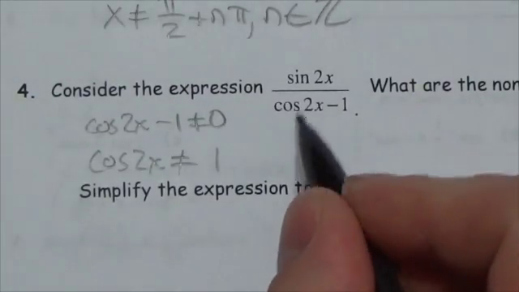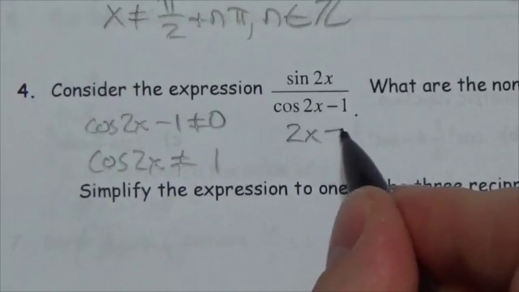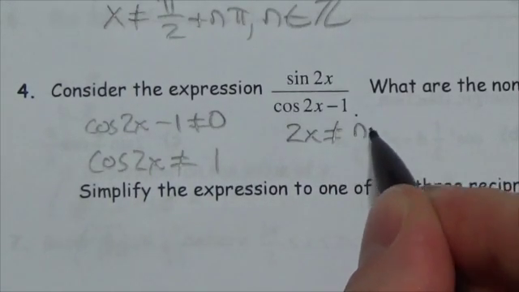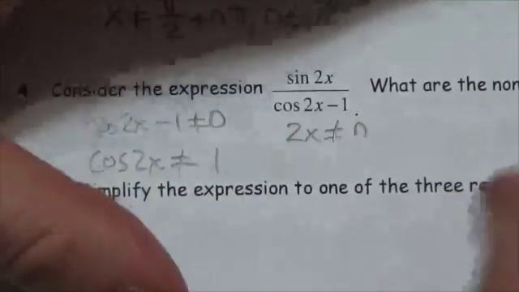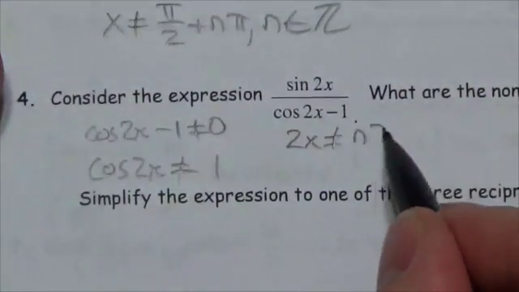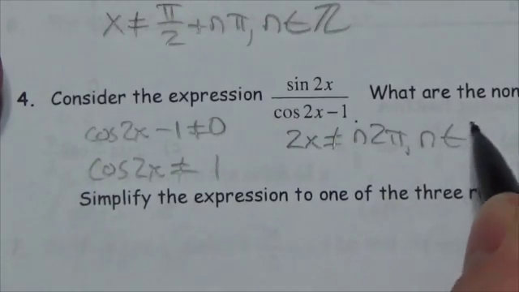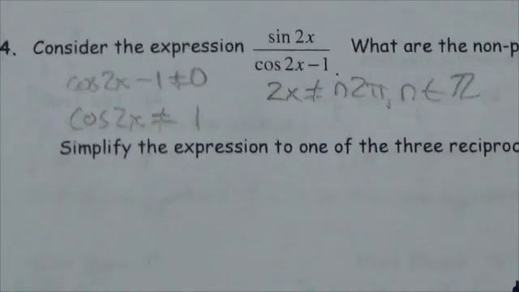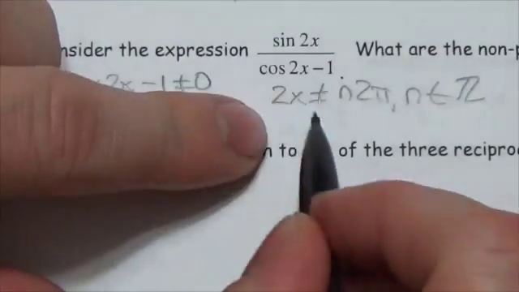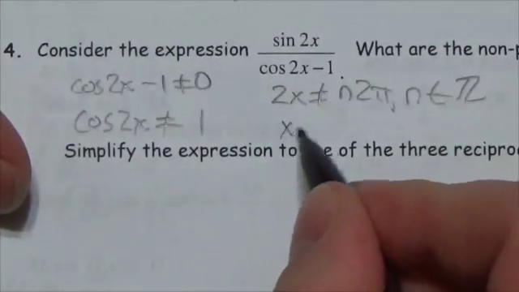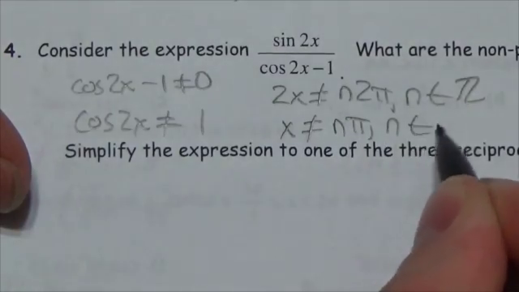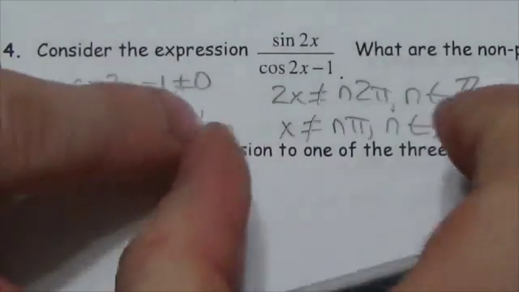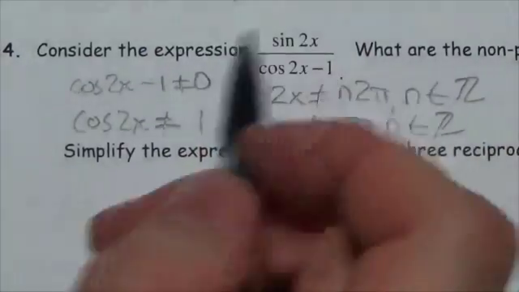So essentially what we're going to get here is I cannot allow 2x to be equal to multiples of, actually it should be multiples of 2 pi is really what it is. Multiples of 2 pi where n is an element of the integers. Okay, now I got to get to x here, so I'm just going to divide by 2. So x cannot be allowed to be equal to multiples of pi where n is an element of the integers. So that's the restriction on this identity.